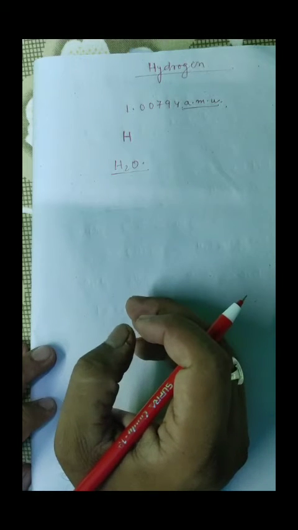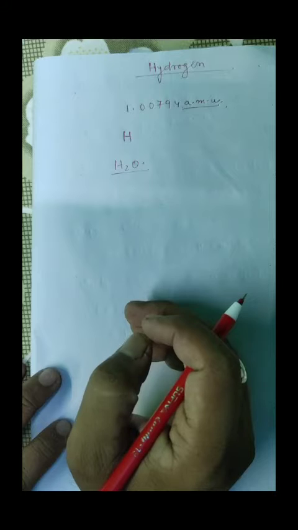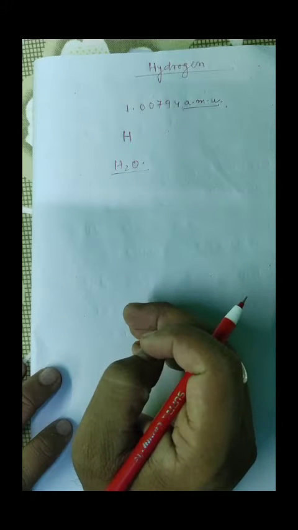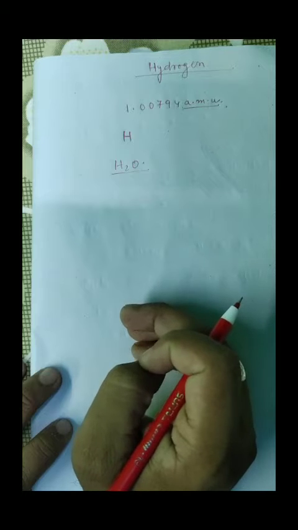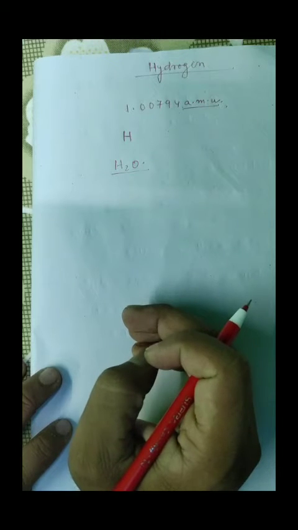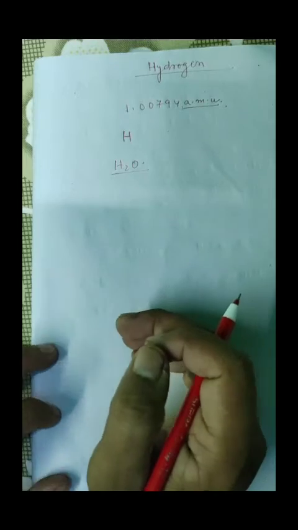Now, preparation of hydrogen by electrolysis of water. The decomposition of a substance by passing electricity through it is called electrolysis. The reaction is also called an electrochemical reaction. The container in which the process of electrolysis takes place is called an electrolytic cell.